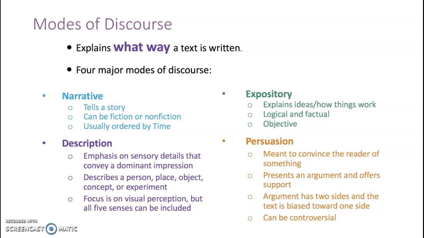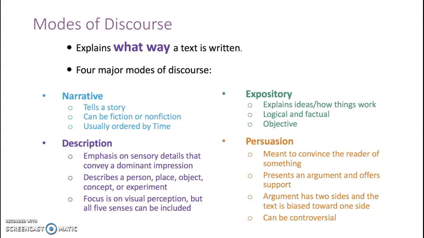We have a narrative, and that tells a story. It can be a true story or a made-up story, and it's usually ordered by time. Once upon a time, blah, blah, blah, right? So that's a narrative. That's a type, that's a way that authors can write.